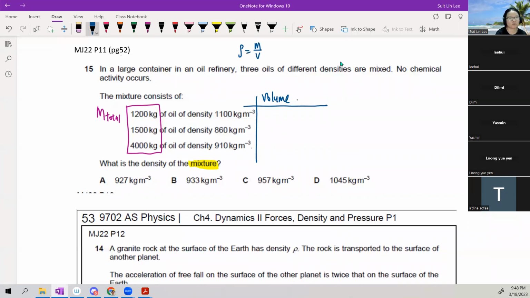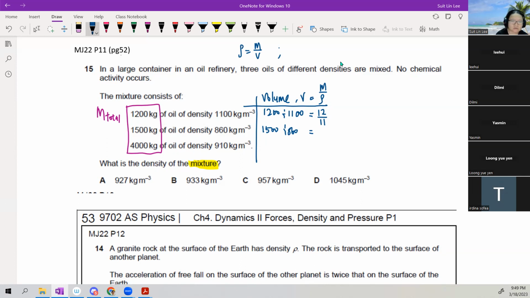Density is mass over volume. So volume is equal to mass over density. 1200 divided by 1100. Okay. I think to save my brain some pain, I'm just going to leave it as a fraction because this is not paper 2. Okay, so I'm going to repeat everything again, 1500 divided by 860, because I'm looking for the volume of this mixture.